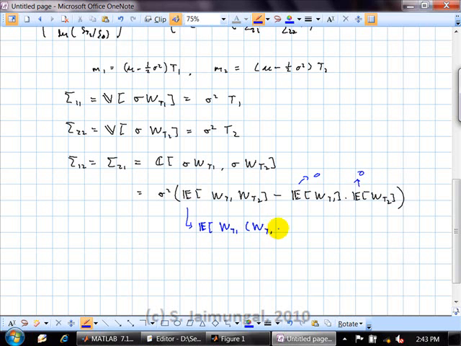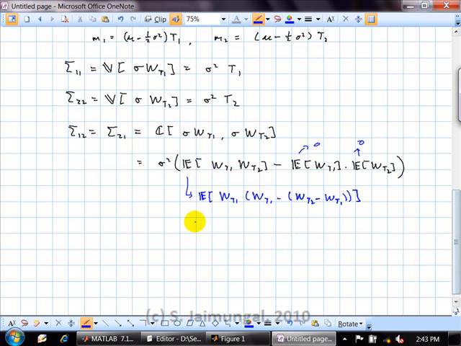So this is W(T1) times the increment W(T2) minus W(T1). And that equals, well, the product of the first term, expected value of W(T1) squared, that's T1, isn't it? And then we have expected value of W(T1) times the increment from T1 to T2. Those are independent. We can therefore write that as the product of the expectations, and that's zero.